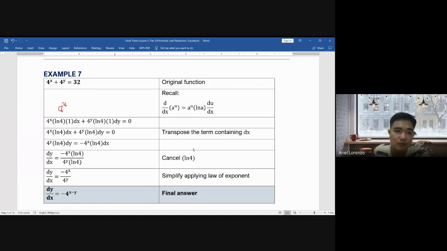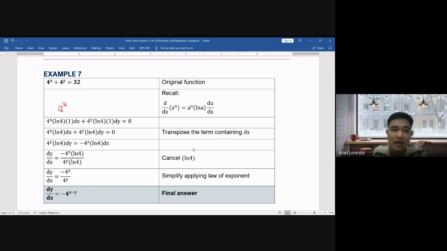So, 4 raised to x. Ang a mo dito is 4. Ang u ko is x. Okay? So, copy mo lang 4 raised to x and then ln of your a which is 4, times derivative of x which is 1. And then the differential is dx.